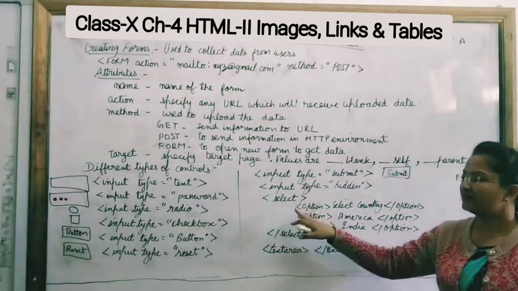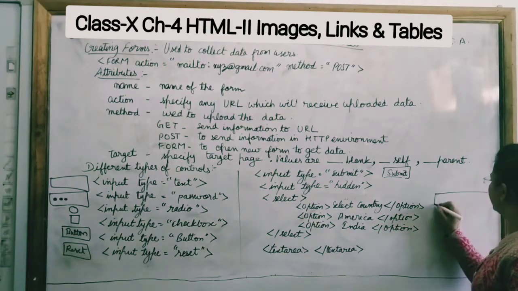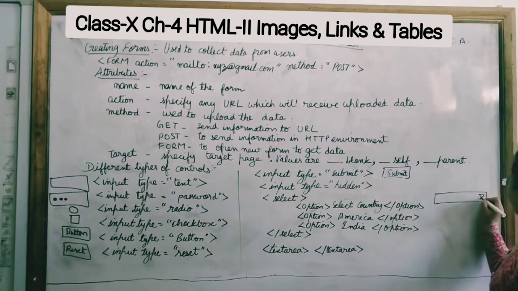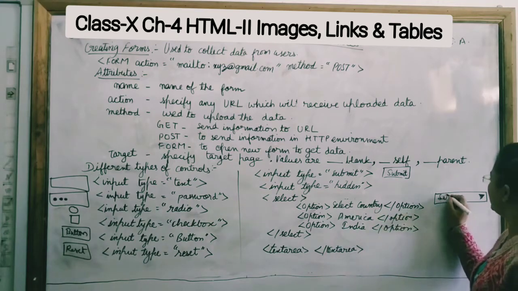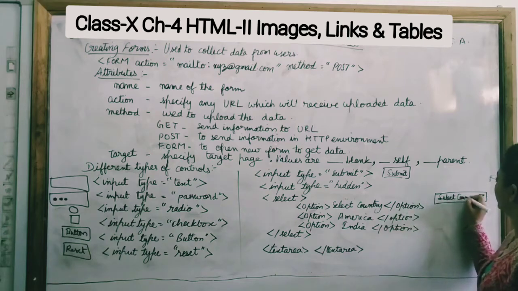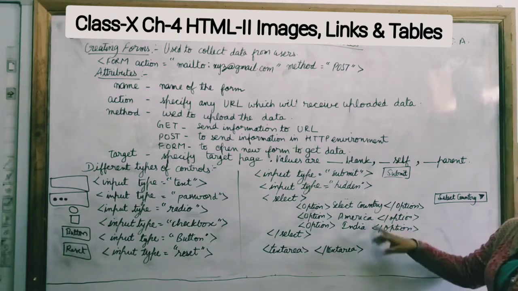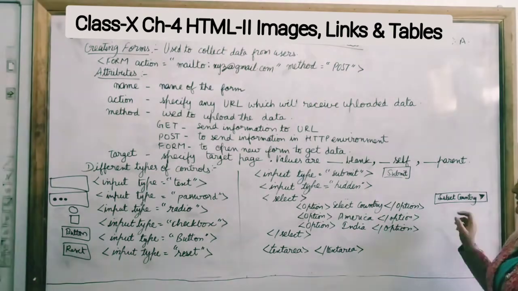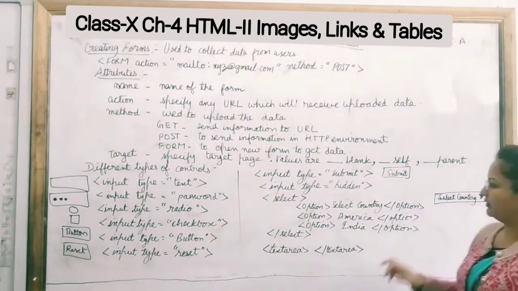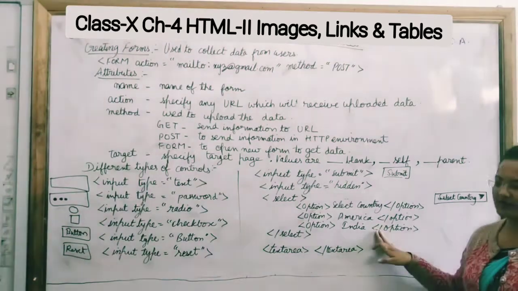Now select. I have told you that we can make a drop down like this. If I have written in the option select country, then select country means the first option will be written here. And when we click on this drop down, we will be able to see two more options, America and India. Then we can choose any country. This way we can prepare a list of countries using options.